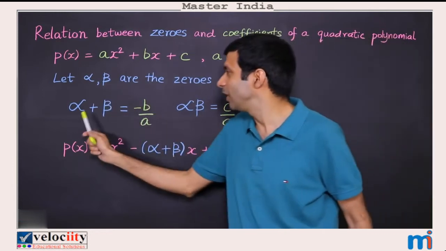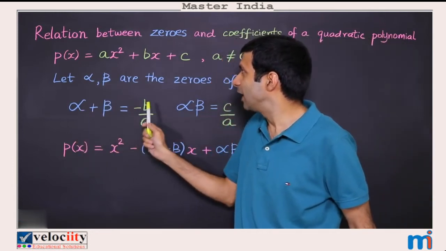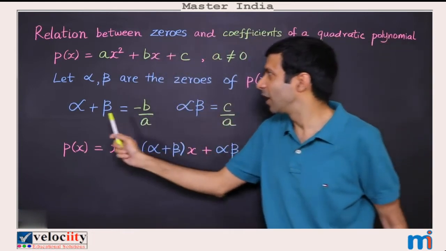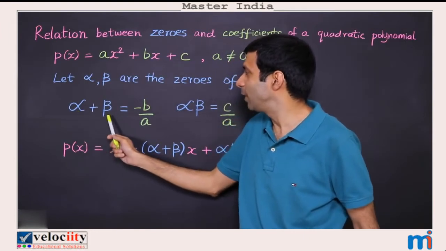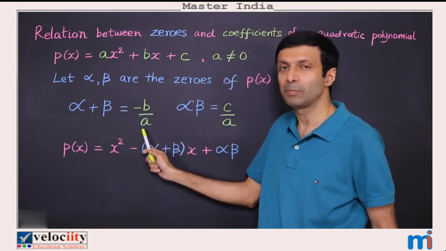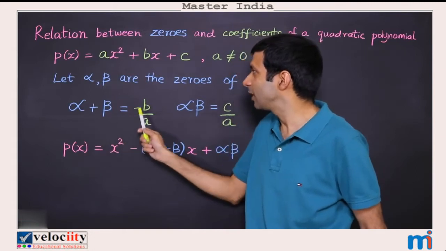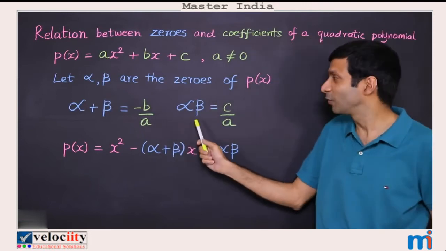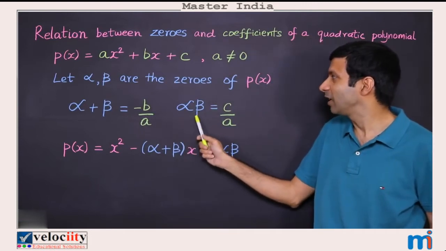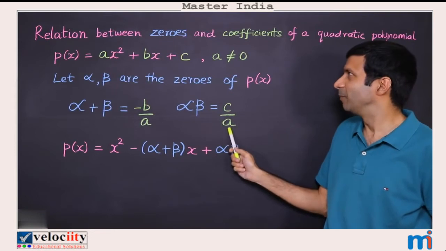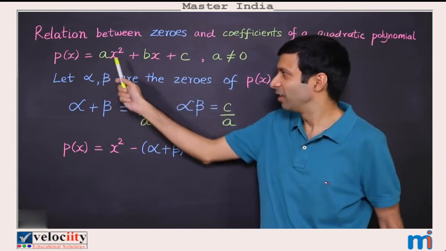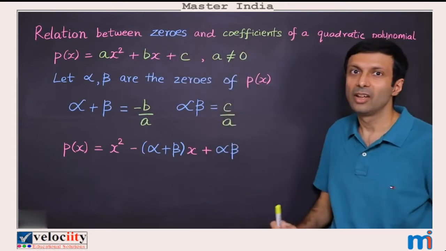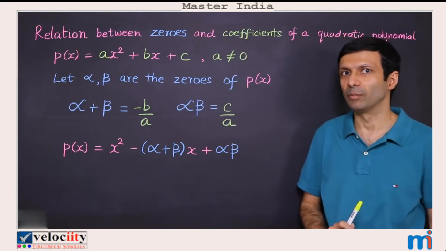Okay? And let's say that alpha and beta are the zeros or the roots of the quadratic polynomial p(x). Then there's this important relation between the roots and the coefficients. So between the zeros and the coefficients. And what is it? That alpha + beta is equal to -b/a. So the sum of the roots is -b/a. And the product of the zeros, alpha beta, is equal to c/a. So note these two important relations between the zeros and the coefficients of the quadratic polynomial.